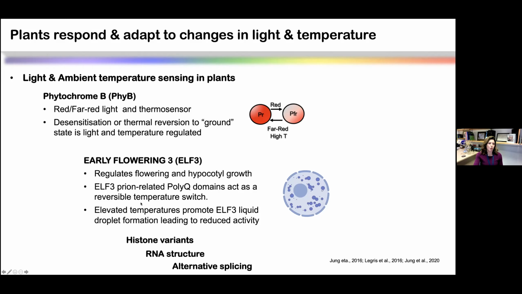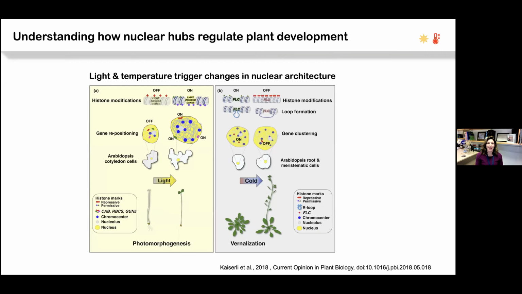In addition to, of course, these thermosensors that are also involved in light signaling, there are other thermosensing mechanisms involving histone variants, RNA structure, as well as alternative splicing, but I'm not going to focus on these today. So light and temperature, not just high temperature, but also low temperature, have been shown to trigger major changes in nuclear architecture, starting from histone modifications, but also gene repositioning.